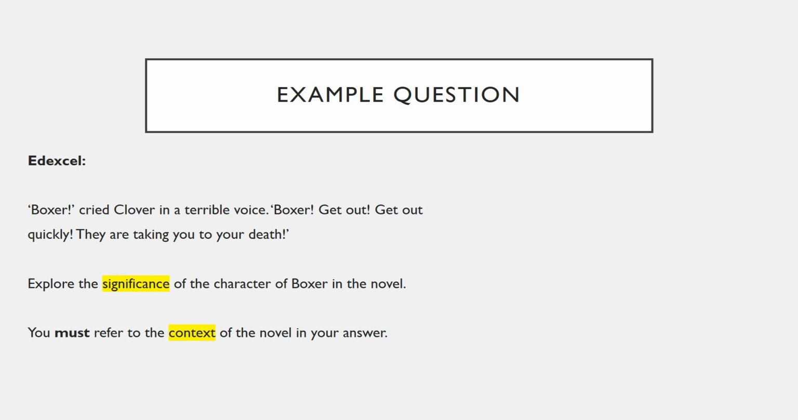So today we're using the same example question as part 1, the Edexcel one, but it doesn't matter which example you're studying with, there's still going to be useful information if you've got to write about Animal Farm. Okay, so have a quick recap on the question and then we'll get started.